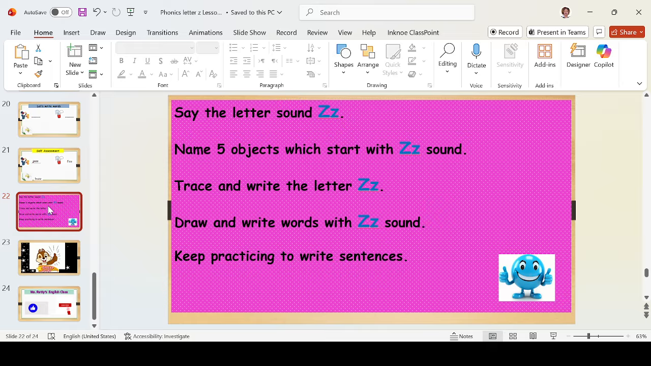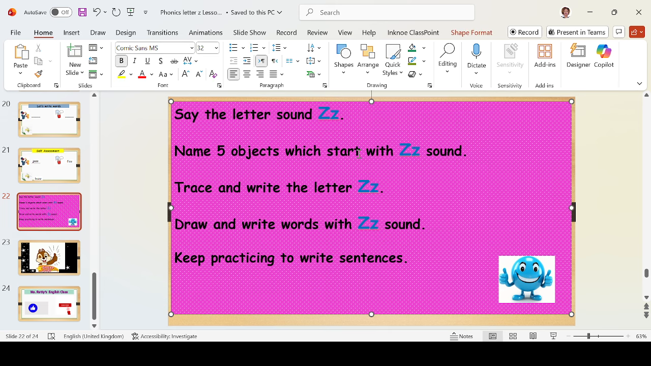Okay, so now I want you to say the letter sound Z. Okay? Z. Very good. Now name objects with the Z sound. Objects with the Z sound, okay, whether in the beginning or at the end or in the middle, you can try. Okay, if you forgot, you can go back and check at the front, the number 3 slide or 4, right?